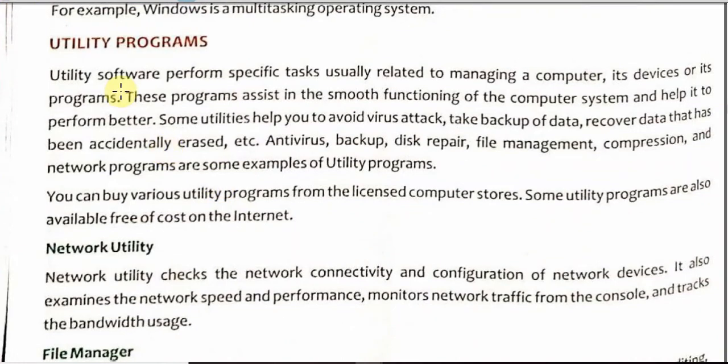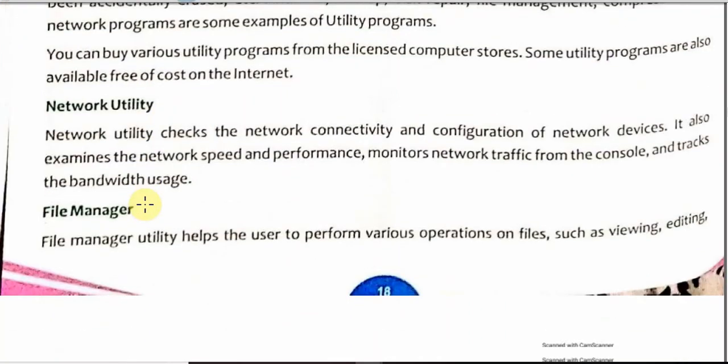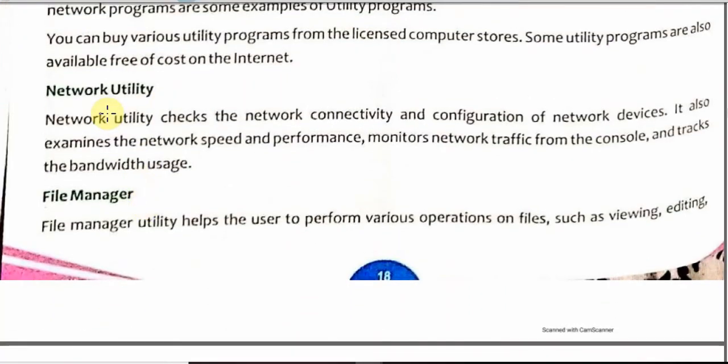Next point is utility program. Utility software performs a specific task or a definite task. It's a device or program. These programs assist in the smooth functioning of computer system and help it to perform better. Some utility programs are antivirus, backup program, disk repair, file management, compression, network programs, etc. You can buy various utility programs from licensed computer stores.